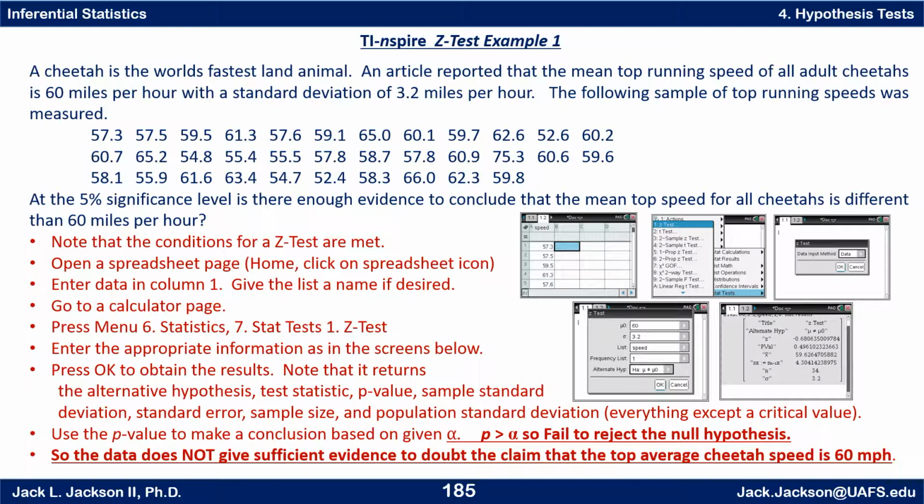So we basically can do the same thing on a TI-nspire. This is the same problem. Let me show you how to do that. First, establish that the conditions for a z-test are met. Open a spreadsheet page. Remember, in Nspire, you can have a calculator page and a different spreadsheet page. Get on a spreadsheet page and type in the data. I named this with a suggestive name, in this case speed, up here at the very top, and then put the data down here. Then I go back to the calculator screen.